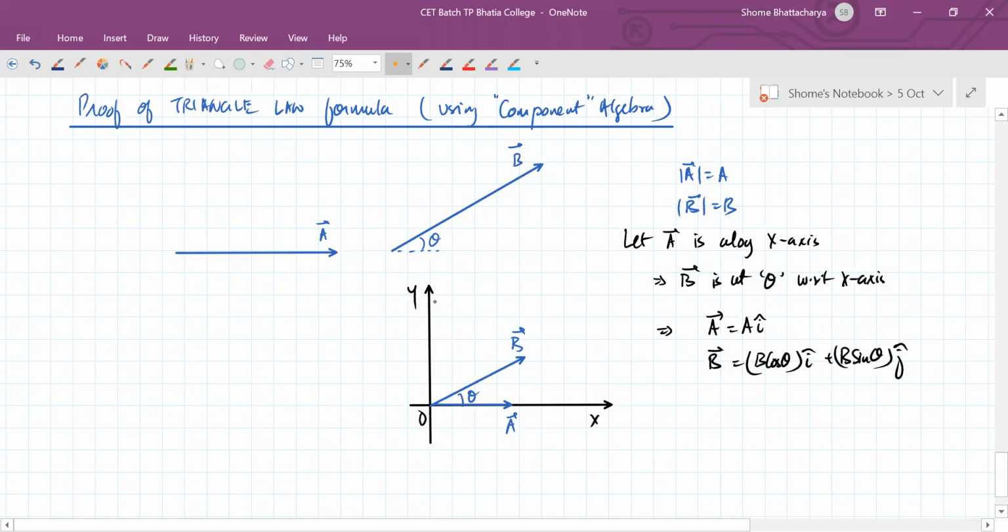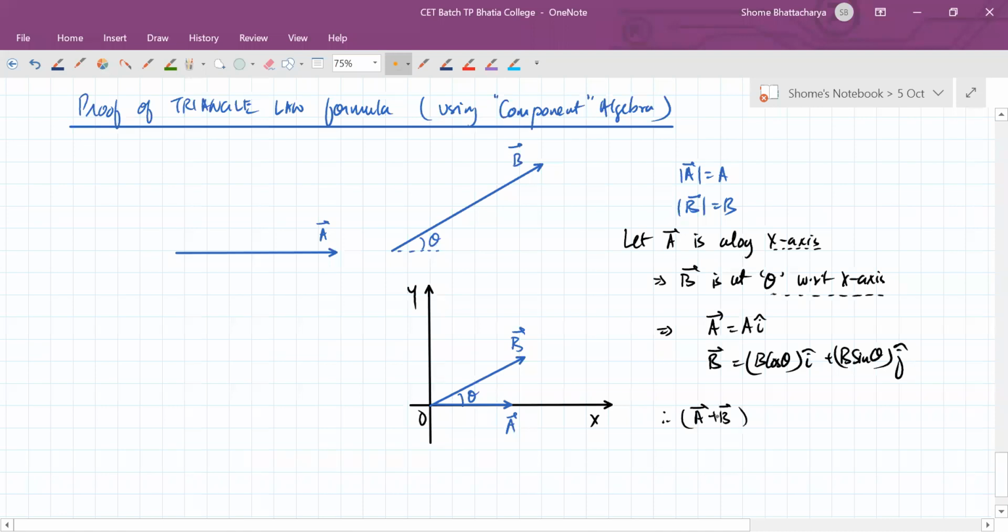So automatically, the y axis being perpendicular to it, it means that B's components are becoming B cos theta and B sin theta, because whatever is the direction of A, that I've taken as my x axis. That means whatever is the direction of B, that is making an angle theta with respect to the x axis. So the components of B are B cos theta and B sin theta. So now what is the vector A plus B?